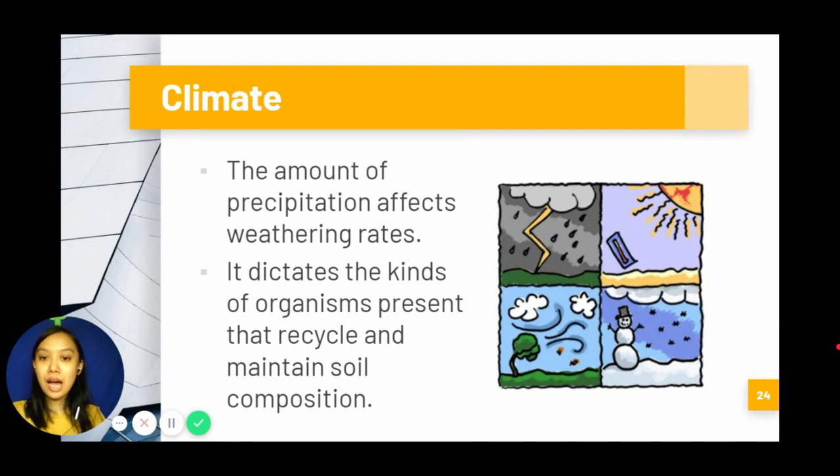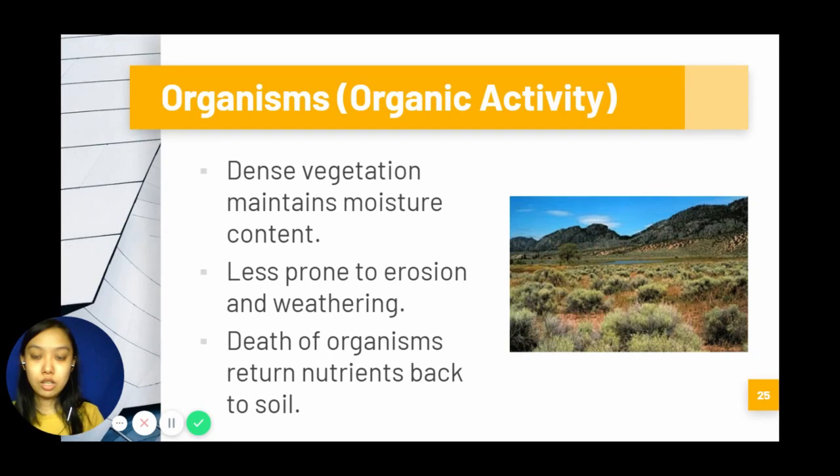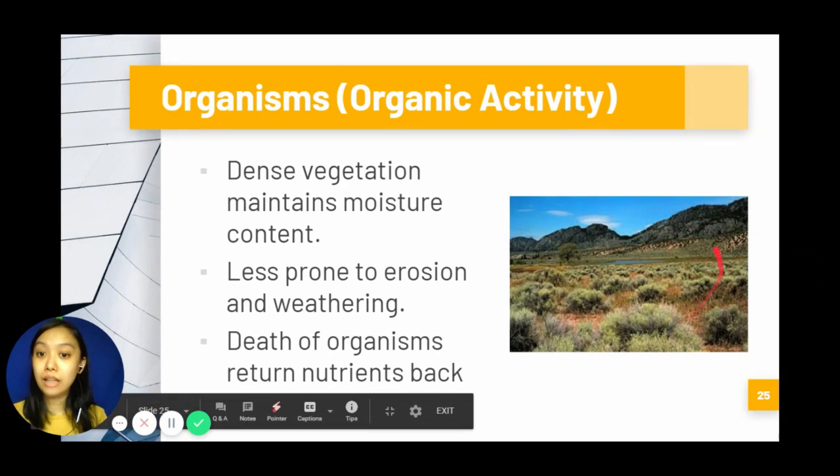So, first, we have climate. So what happens in climate? Here we see how the amount of precipitation actually dictates how much weathering your rocks will be subjected to. And your rocks actually contribute to the amount of weathered materials, therefore affecting the amount of soil that is produced.